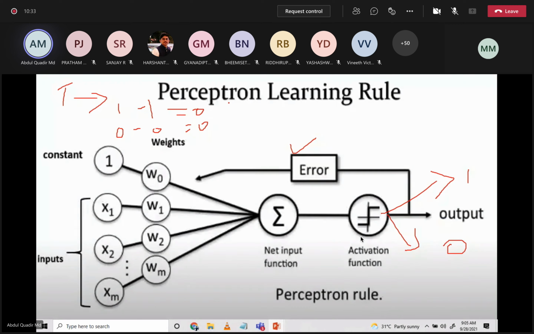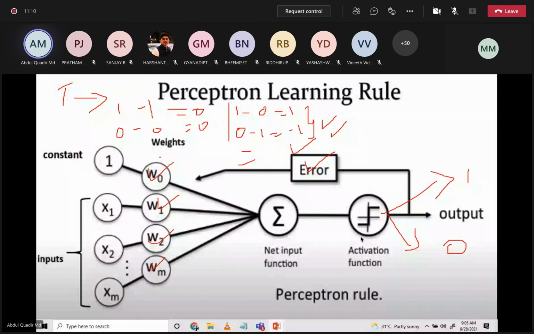When will the problem arise? When will you update the weight? When there is a mismatch. When the target is 1 but the output is 0, error. Or when the target is 0 and the output is 1, error. Getting the point, students? Yes, sir. Then you will go ahead when there is an error. In these two cases, there is an error, and then you will go ahead and update the weights, so that our target and the output match.